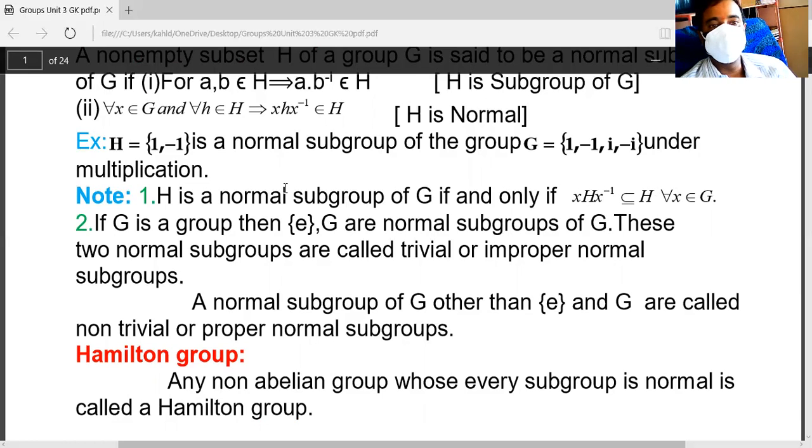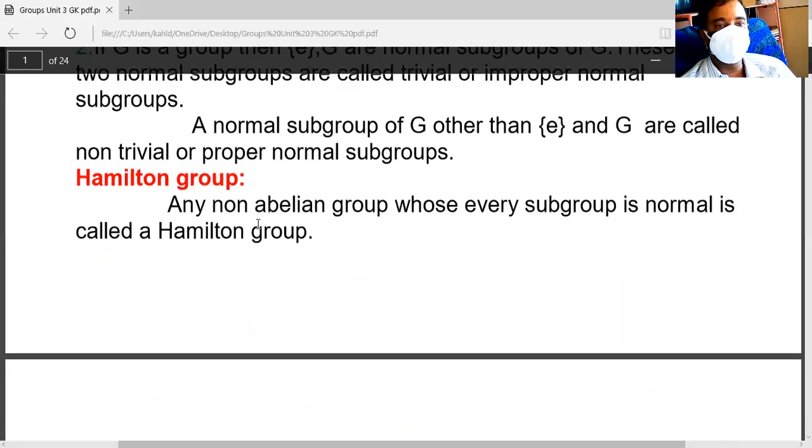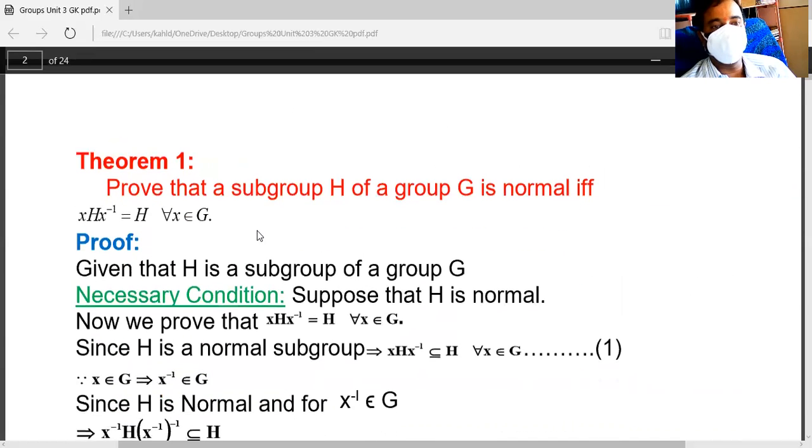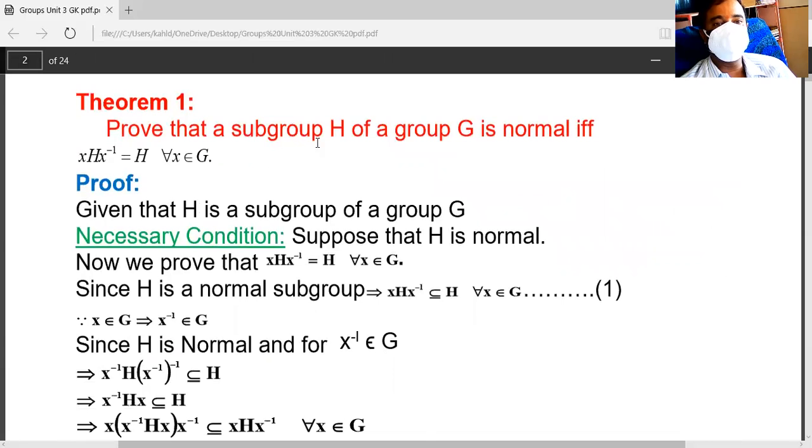This can be a very useful note to prove further theorems. Okay, so we go to Theorem 1. What is Theorem 1? Prove that a subgroup H of a group G is normal if and only if x H x inverse is equal to H for all x belonging to G.